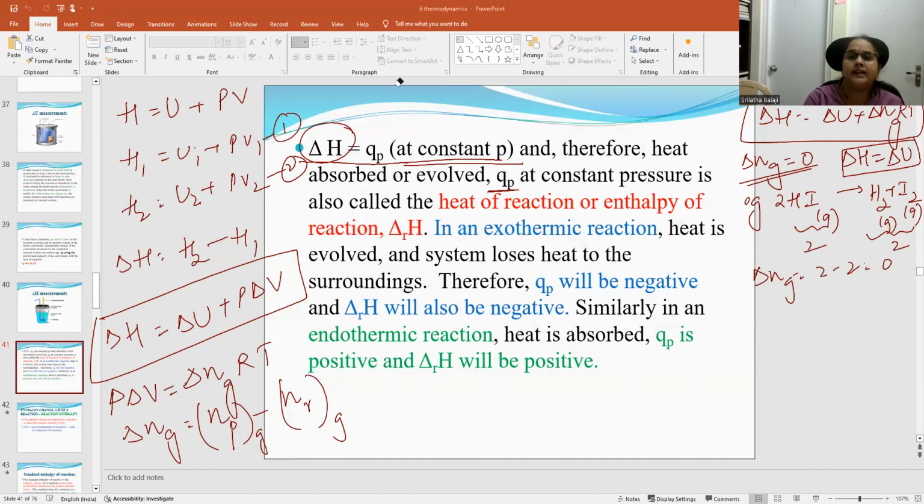Now, the second case I will take is when delta Ng is greater than 0. What do you mean by delta Ng greater than 0? The number of moles of products will be greater than the number of moles of reactants. So let me take an example. What will happen in such a case, when delta Ng is greater than 0? What will happen, Evelyn?